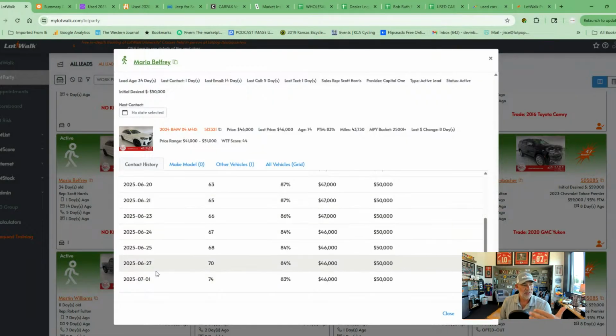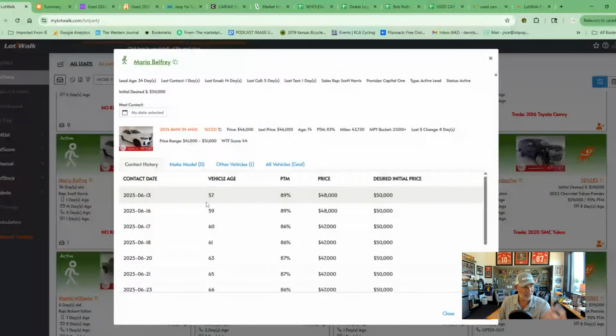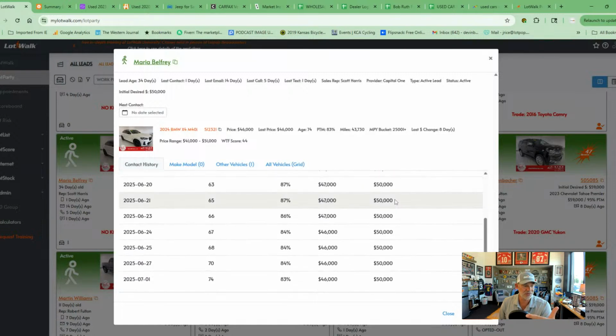I don't care how old the lead is. If it's an active lead on a car still in stock, we want to re-engage because look, when this lead first came in, it came in when it was priced at $50,000. Okay. Now we're at 46 grand. That's a $4,000 swing on the price. You don't think that's important information to refer to that customer?